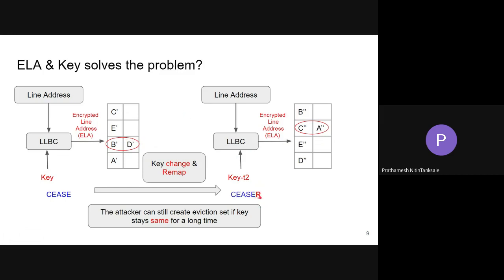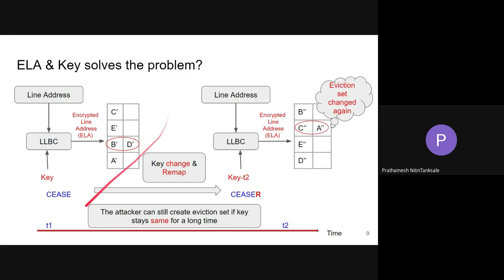Now here comes the R part from CEASER. The eviction set has already changed: it was time T1 and now time has progressed to T2. So the R part is the dynamic remapping, and dynamic remapping is very essential. We will again go into some examples of how it is done, but this is the whole picture. Does anyone have any question till this point? Is the basic flow understandable, or should I repeat some points?